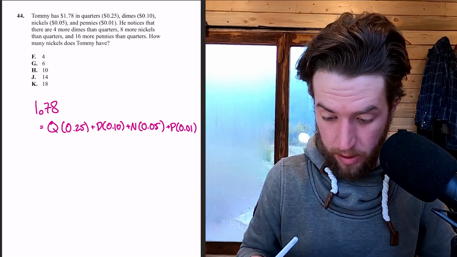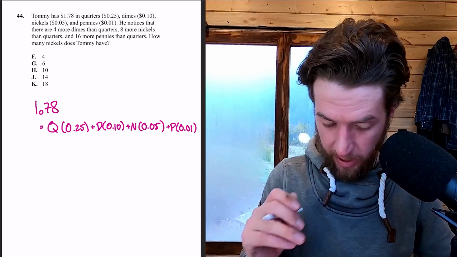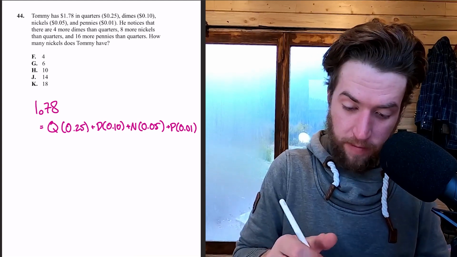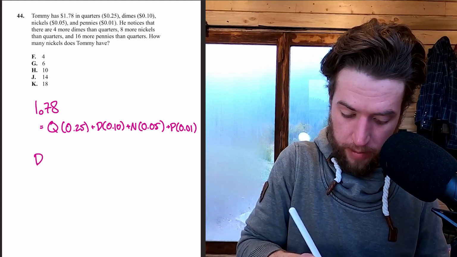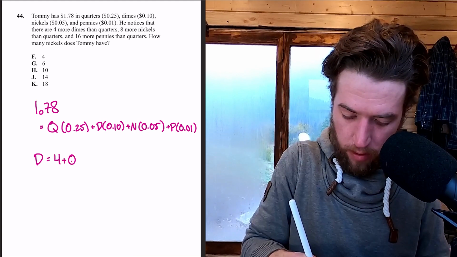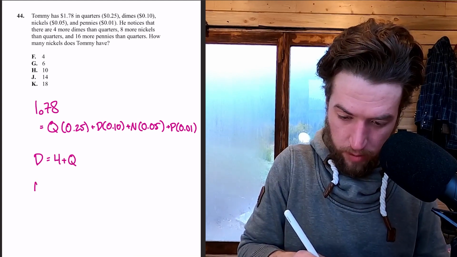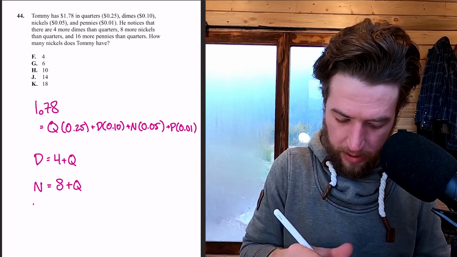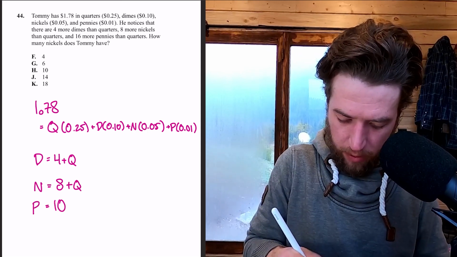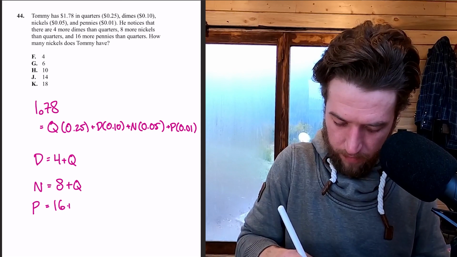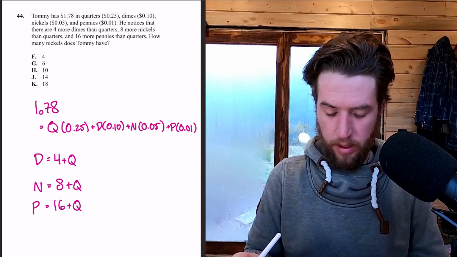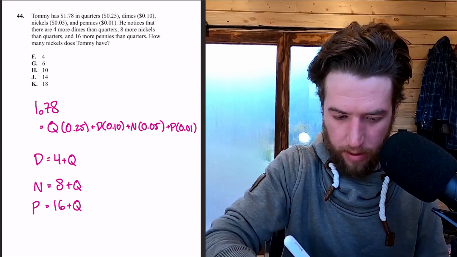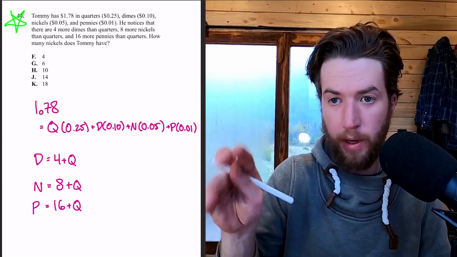Oh, gosh. How many nickels does Tommy have? So it's like he has 4 more dimes than quarters. So dimes equals 4 plus quarter. He has 8 more nickels. So nickels equals 8 plus quarter. And he has 16 more pennies. So penny equals 16 plus quarter. Oh, gosh. Okay, this is good work done. I'm going to not erase this or anything, but I'm just going to come back and solve this later.